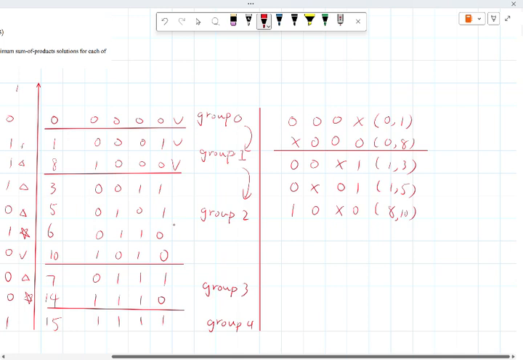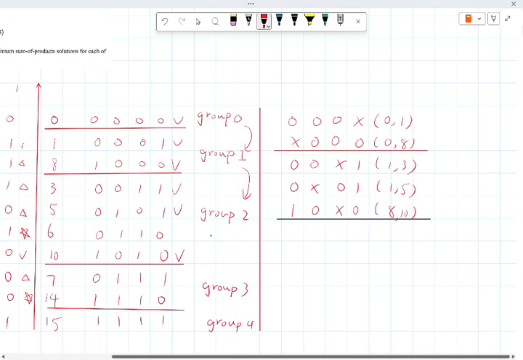Okay, so 8 and 10, just cross that. So 1 and 3, 1 and 5, and 8 and 10. There's nothing about 6 yet. Okay, so group 1 and group 2 is done.